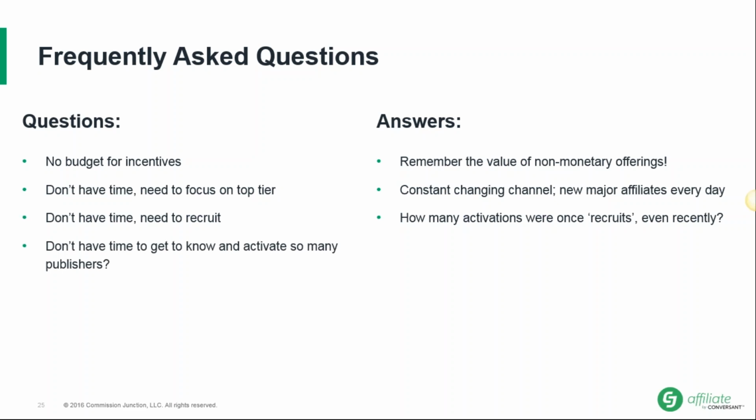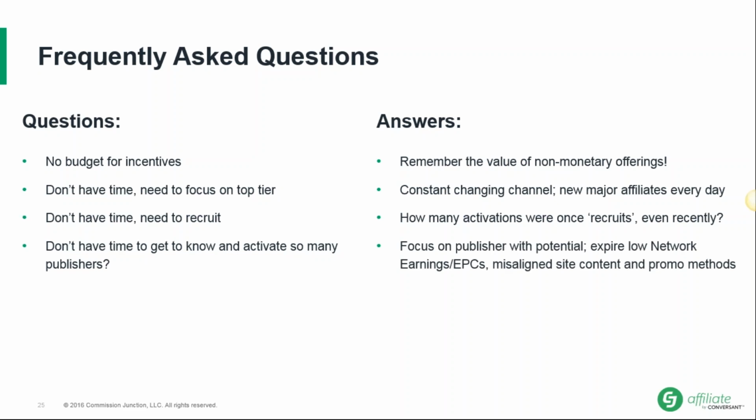And I always hear, "I don't have time to get to know and activate so many publishers." Well, get this, you don't have to. A very important part of the group step is keeping an eye out for publishers who simply aren't a good fit for you. You can determine this by looking for low network earnings rankings and EPC averages, by checking out their sites and promotional methods to see if they even make sense for your brand.